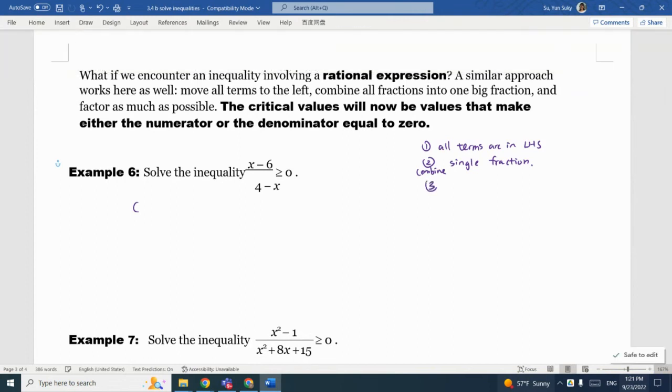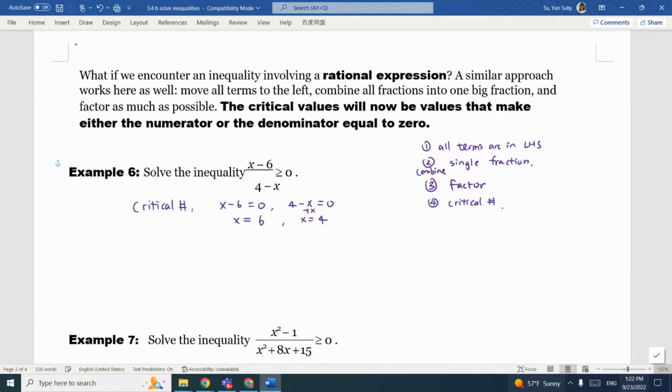All right. Then we factor it. In this case, it's already factored, so we find the critical numbers. For the critical numbers, we set each factor equal to 0, including the numerator and the denominator. So x minus 6 is 0 and 4 minus x is 0. What's x? 6 and 4. Right, everybody? Okay.